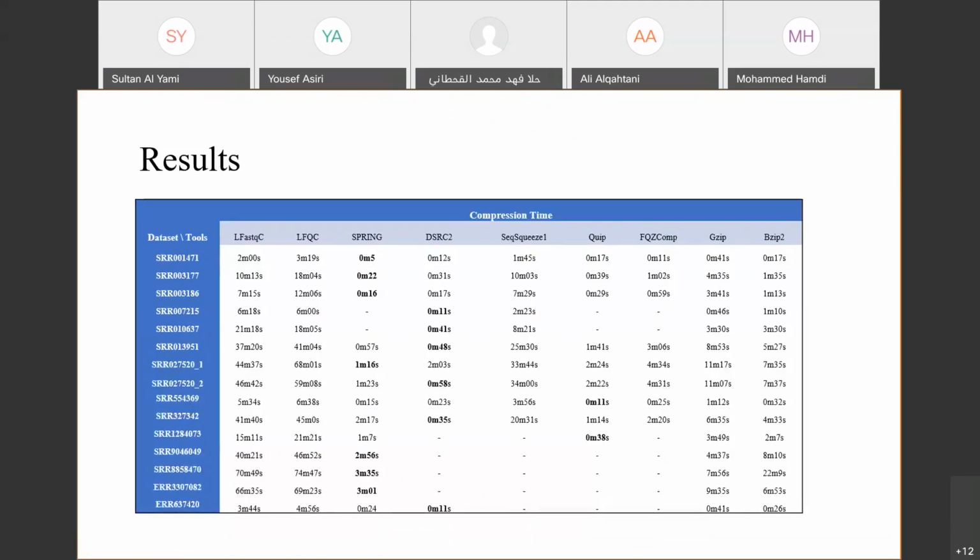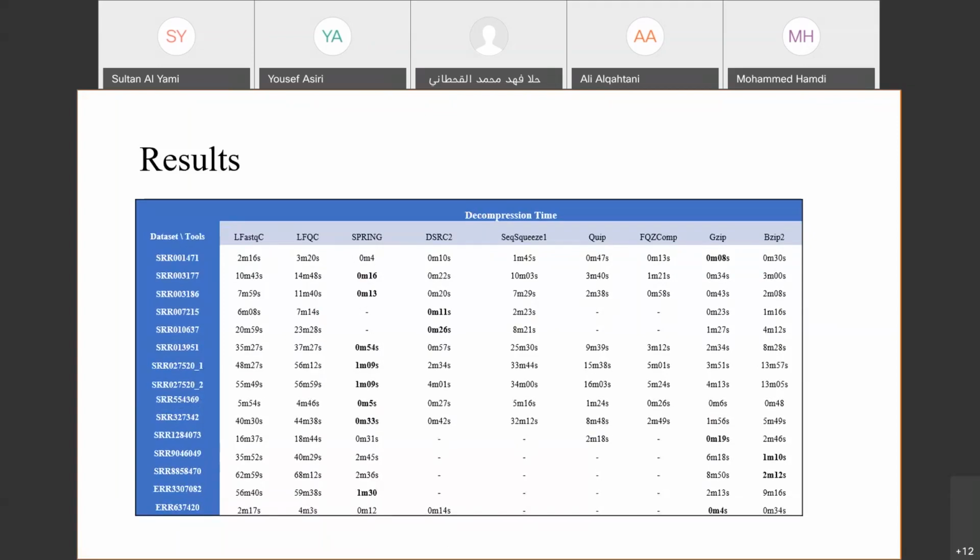In terms of compression speed, TSRCC, Spring, Web, and FQC comp all show an astounding performance. And since we only have 2 reliable tools, Elfastekuc and Elfaqc, we compare them against each other in terms of speed. So when comparing Elfastekuc to Elfaqc, in 14 out of 15, Elfastekuc, our tool, finishes sooner than Elfaqc.